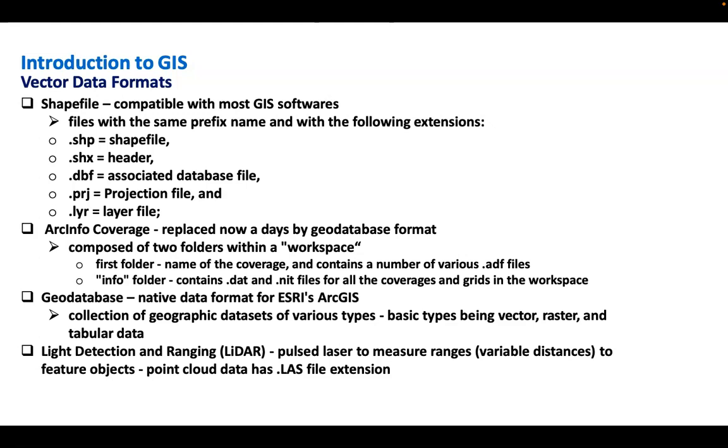It is a collection of geographic datasets of various types, the basic types being vector, raster, and tabular data. Light detection and ranging, LiDAR, uses a pulsed laser to measure ranges, variable distances to feature objects. Point cloud data has the .las file extension.